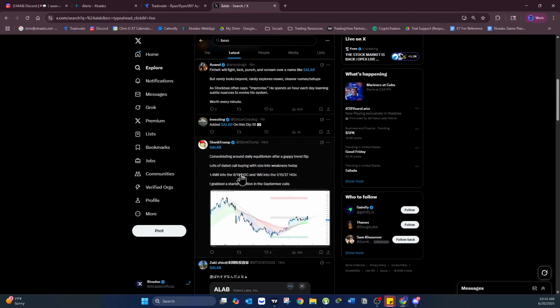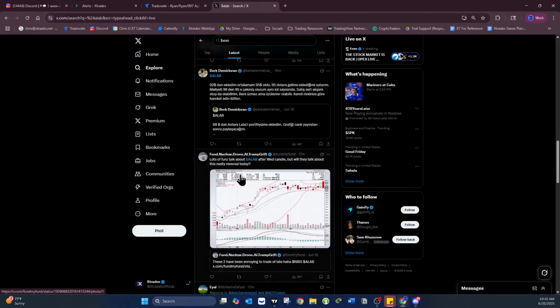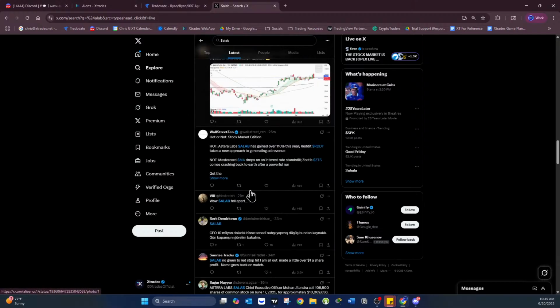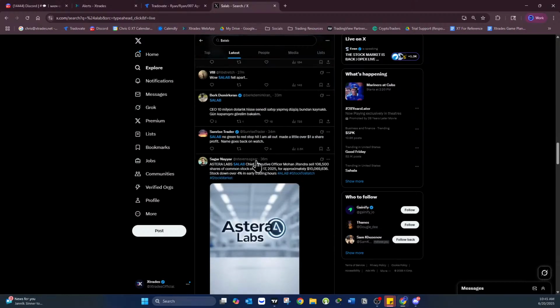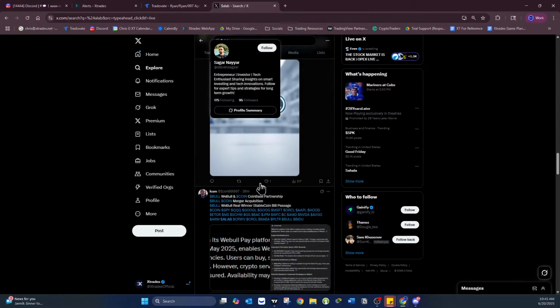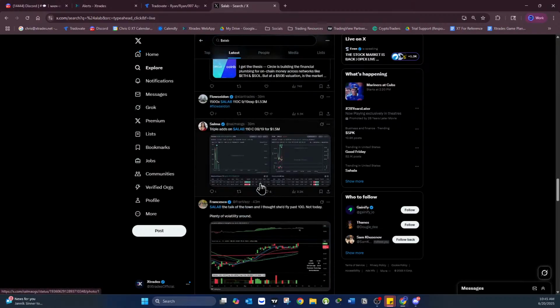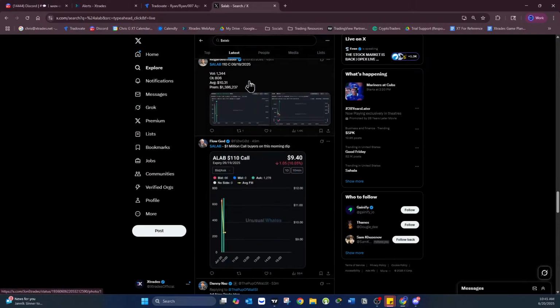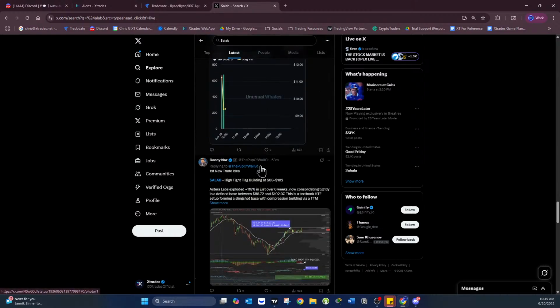Added ALAB on this dip. I don't know what the news was. Usually a dump like that on a large cap like this has to be news related. Wow, ALAB fell apart. Triple ads. People are adding, volume over open interest there. That's interesting.